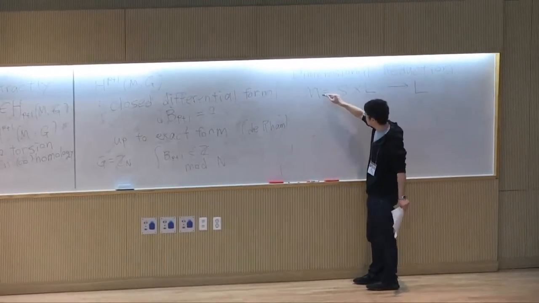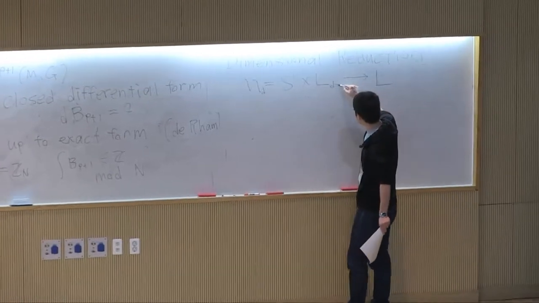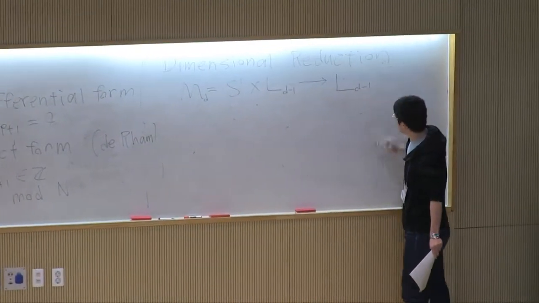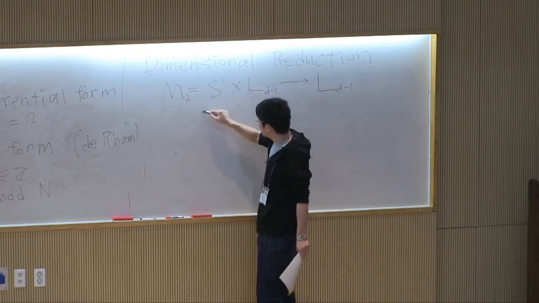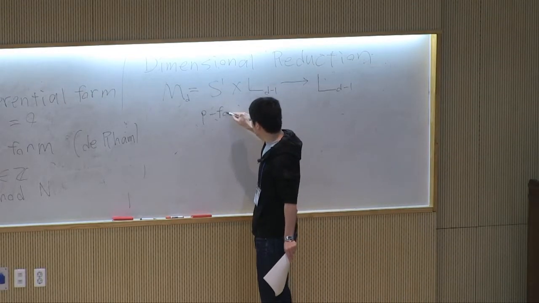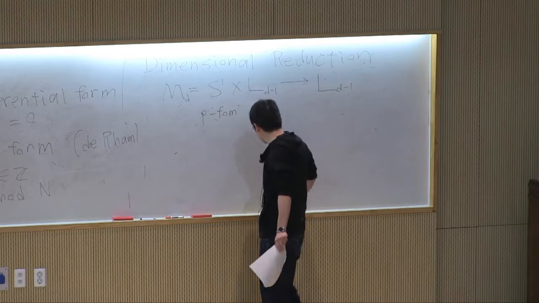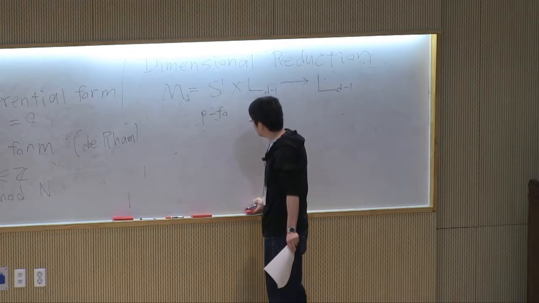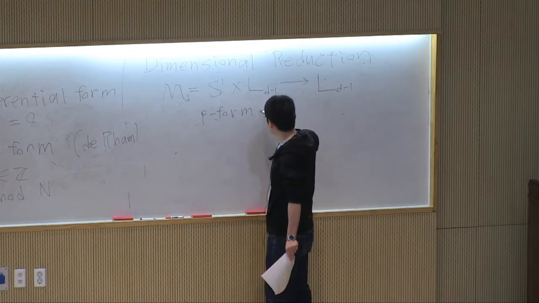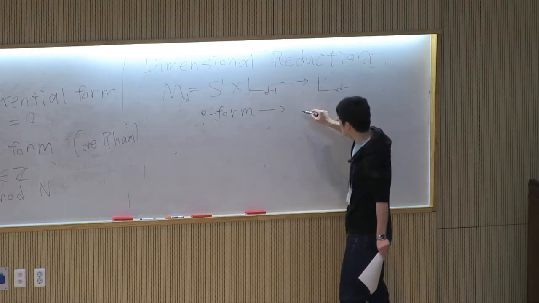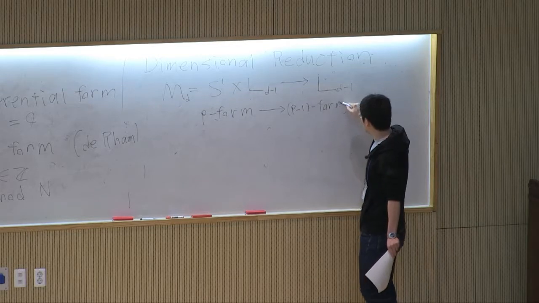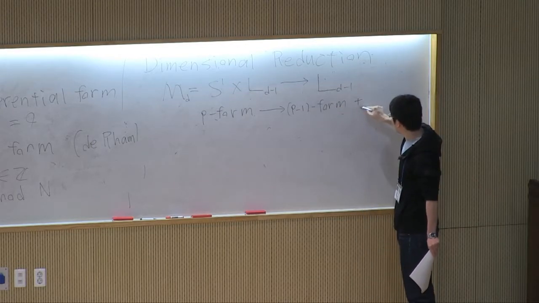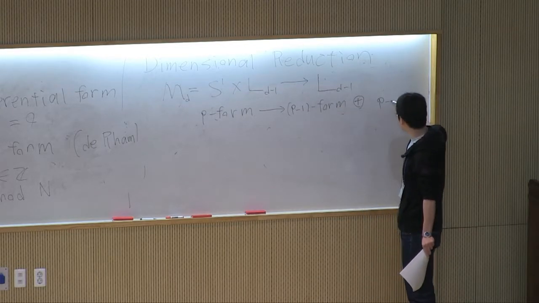So this M is D dimension. This L is D minus 1 dimension. Then a P-form symmetry becomes the sum of a P minus 1 form plus a P-form.